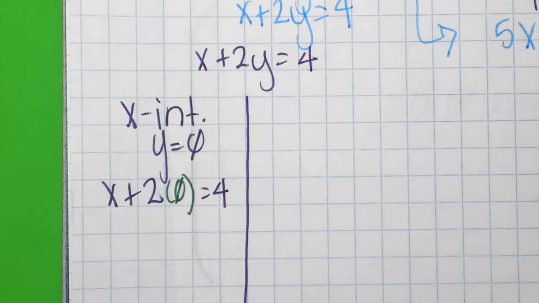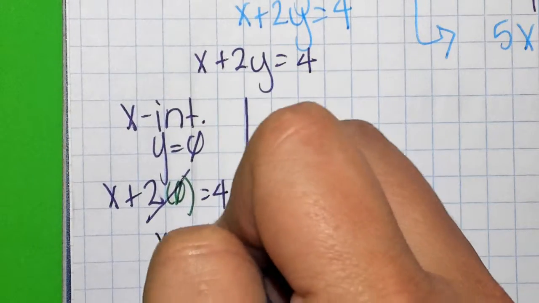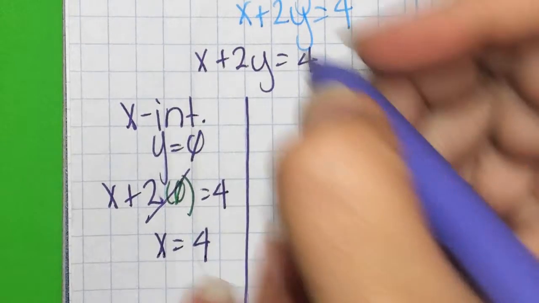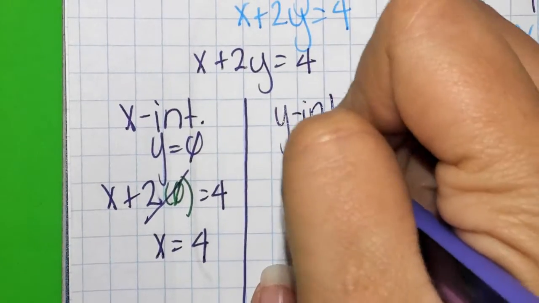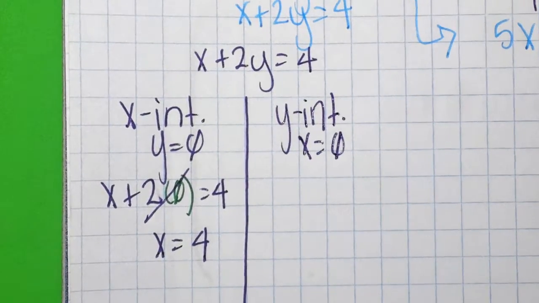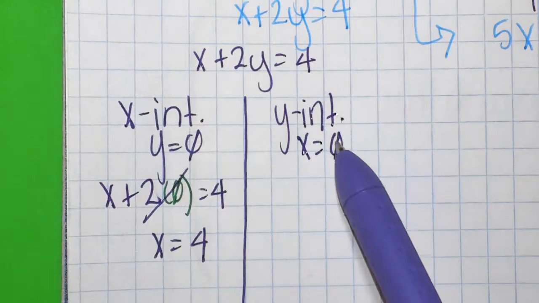Now, what's 2 times 0? 0. So what does x equal? 4. Yes, now we're going to do our y-intercept. So for our y-intercept, what does x equal? 0. Remember, always use your zeros. It's the opposite 0. Can you guys remember that? Yes, ma'am. So what am I plugging in for x?